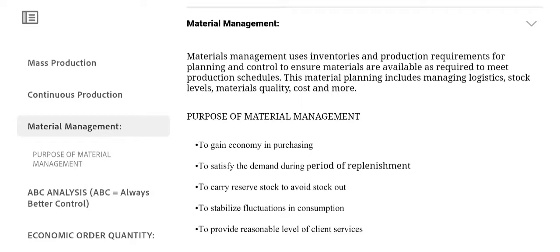So today we are going to see about material management. Now this material management is actually related with the stocks, inventories, the raw materials and everything. So let's see what exactly this material management is all about.